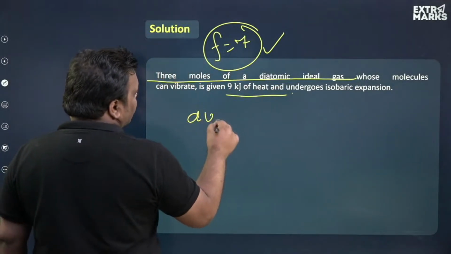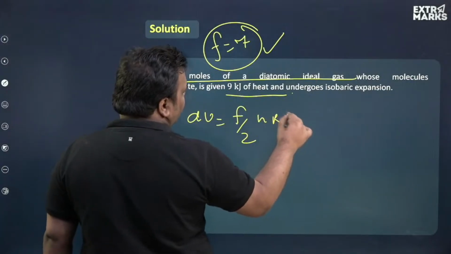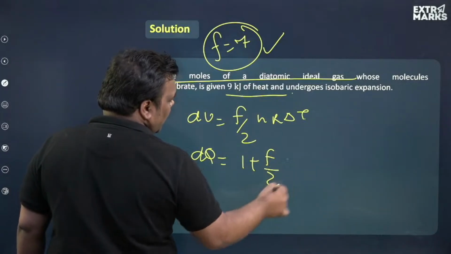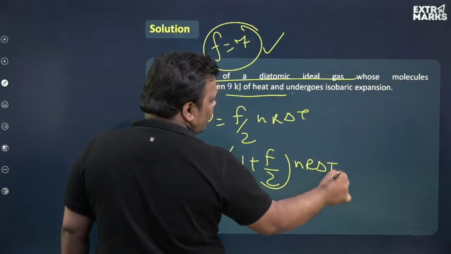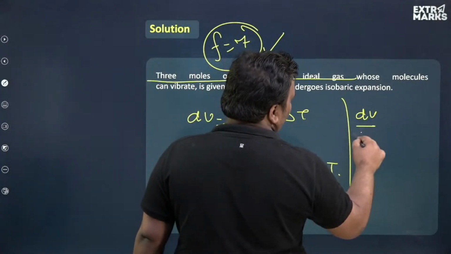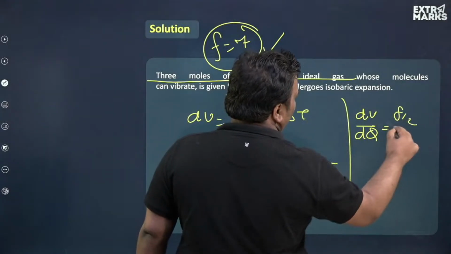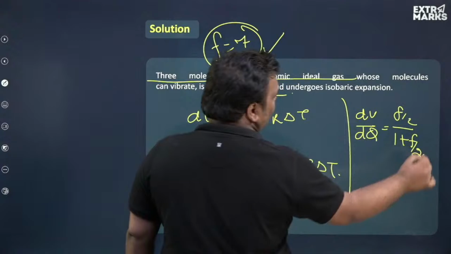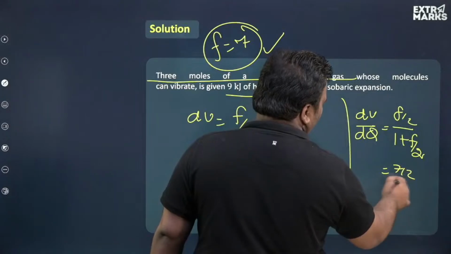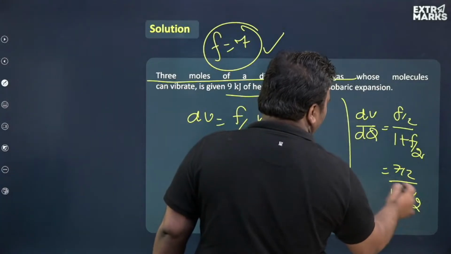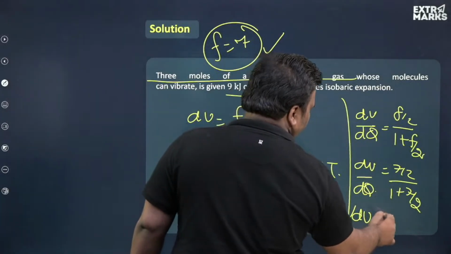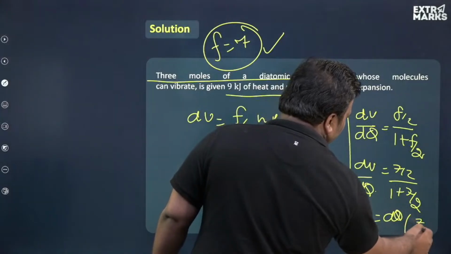So basically dU is equal to F by 2 nR delta T. dQ is equal to 1 plus F by 2 nR delta T. I am solving it for isobaric process only. dU by dQ is F by 2 divided by 1 plus F by 2. What is F? F is 7. So 7 by 2 divided by 1 plus 7 by 2. So the dU will be dQ multiplied by 7 by 9.